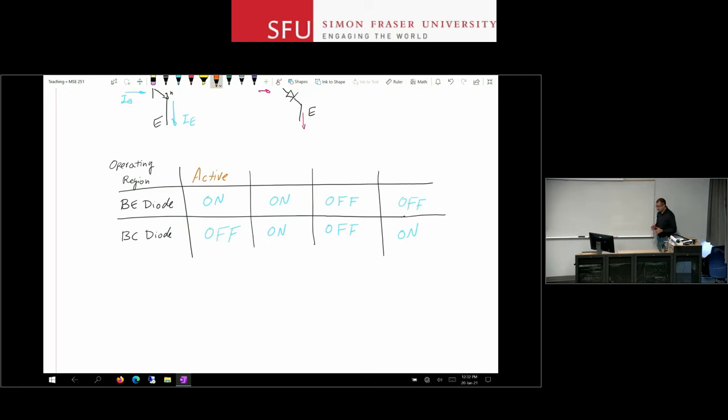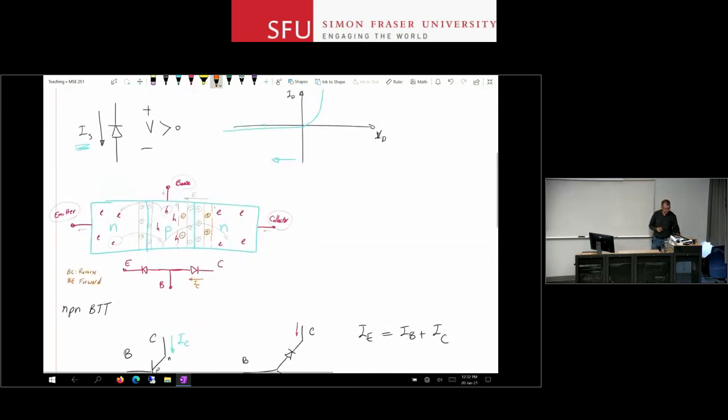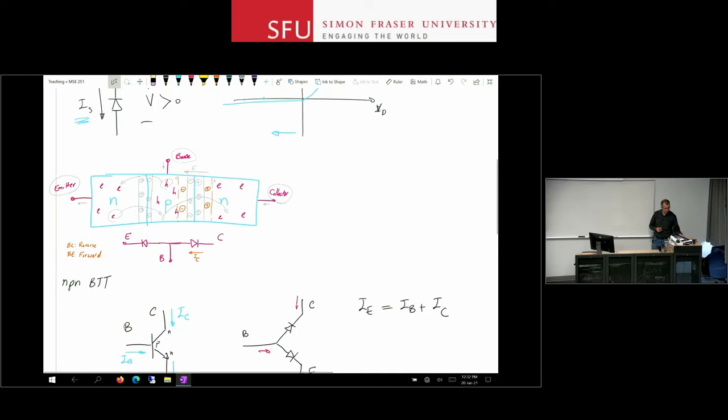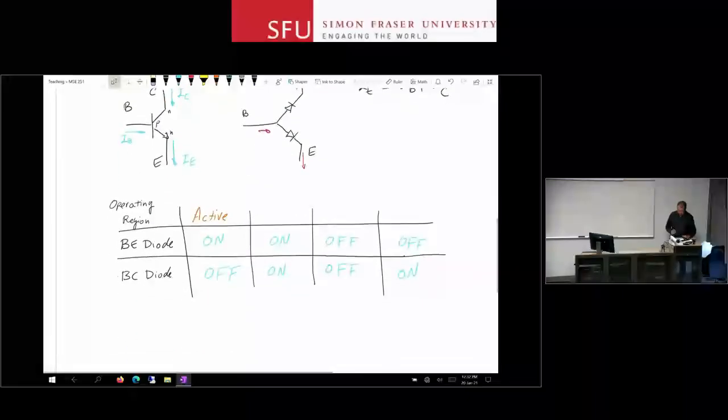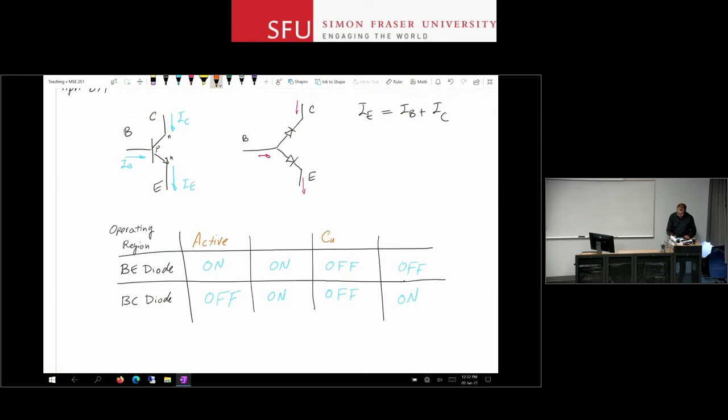If the base-collector diode is off and the base-emitter diode is also off, I have these two junctions side by side, but I do not produce any electrons from the emitter side that the collector side can collect and put out. I do not inject anything into the base. I have two off diodes. The device will be in the cutoff region, or simply cutoff. Both diodes are off, two open circuits, nothing happens. Nothing interesting at least happens.